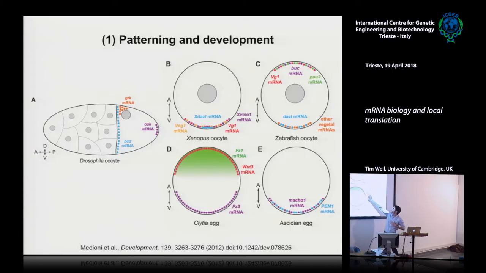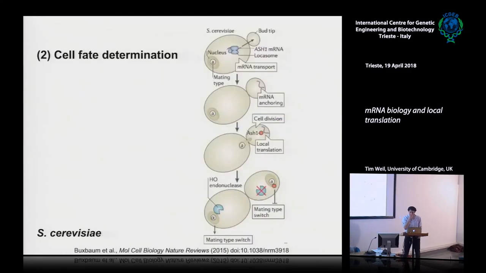And you'll see some classic RNAs like Wnt and Vg1, Bicoid, for example, that have been shown to localize. You also have cell fate determination. So this is, again, going to be really important if we're trying to change the fate of a cell. This is for S. cerevisiae, where we have Ash1 locally translated in the budding daughter cell. Once it's in the daughter cell, it's going to lead to a mating type switch between the mother, because of the HO endonuclease, versus the daughter.